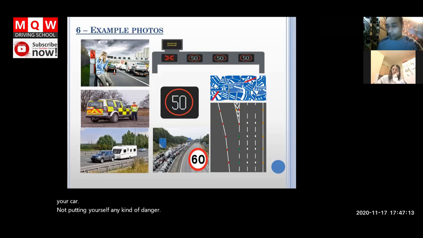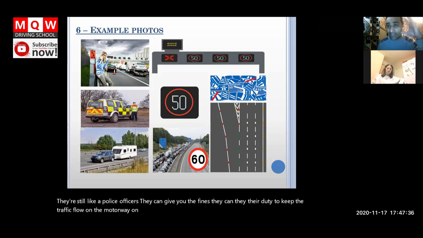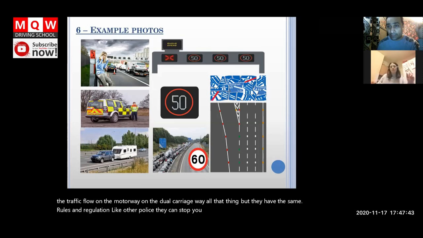Okay. Yeah. The next one is about, can you see the police car at the bottom? Yeah. They call it a police control car or police patrol car. Okay. They're still like police officers. They can give you fines. Their duty is to keep the traffic flowing on the motorway, on the dual carriageway, all that, but they have the same rules and regulations as other police. They can stop you, arrest you, all these kinds of things. Okay?